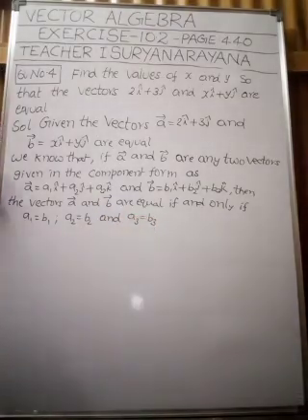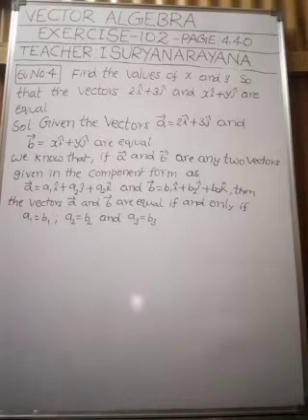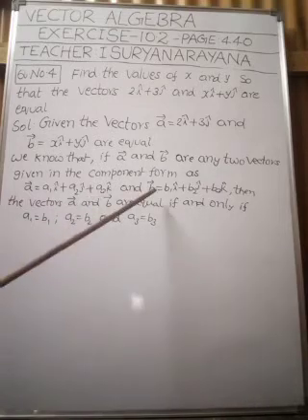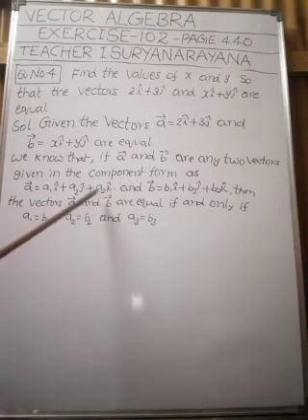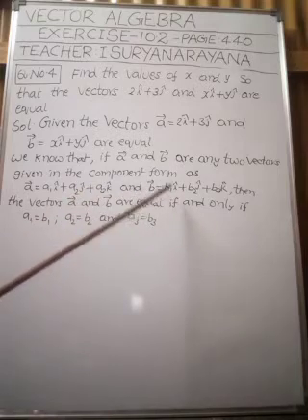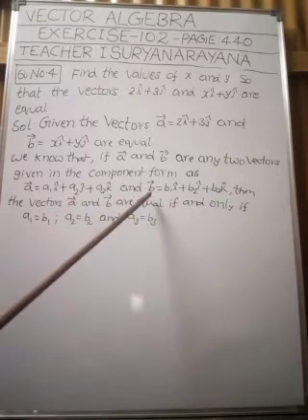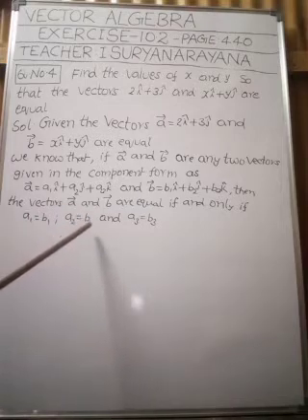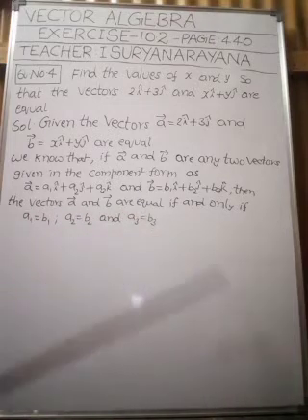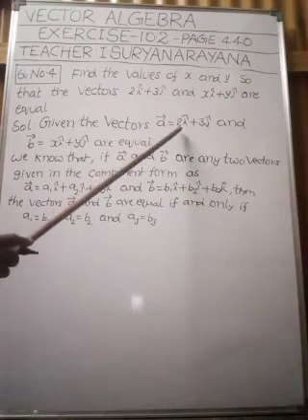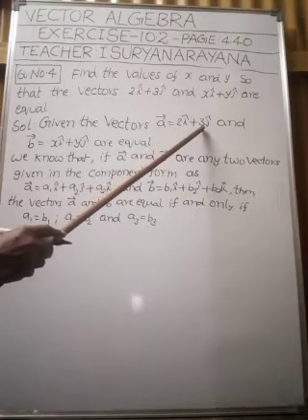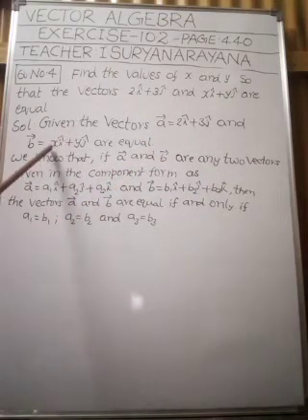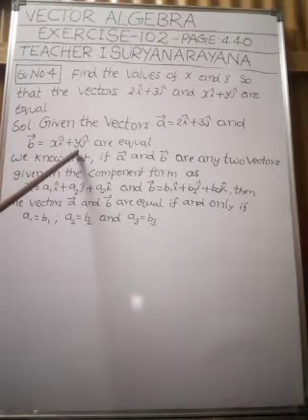Okay, my dear children, do you remember this point? Two vectors a bar and b bar are expressed in the component form like this. Then these two vectors are equal if and only if a1 is equal to b1, a2 is equal to b2, and a3 is equal to b3. Where a1 is equal to 2, a2 is equal to 3. Here b1 is equal to x, b2 is equal to y. Yes or no, my children?